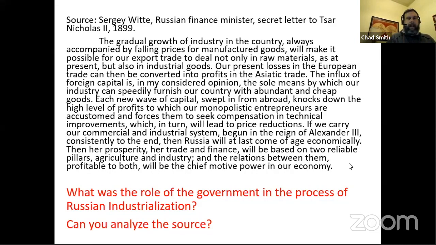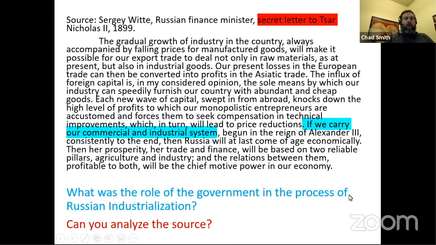All right, let's take a second and look at the document. So, what was the role of the government in the process of Russian industrialization? Well, the author here, Sergei Witt, spends a lot of time talking about how to continue the process of industrialization. And then at the end of the document, he makes his point, which is that he has a goal that he would like the audience to pursue. And that goal is, if we carry out our commercial and industrial system begun in the reign of Alexander III consistently to the end, then we will come of age economically.